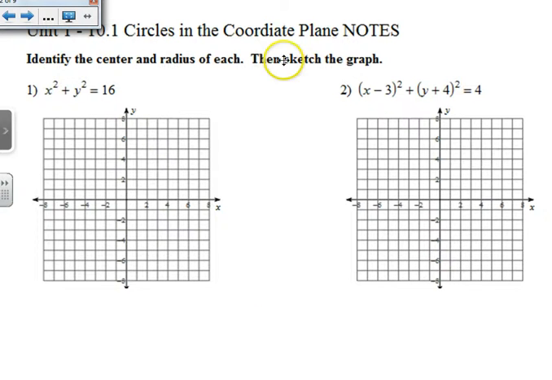So our lesson on circles in the coordinate plane, we're going to have to know a formula of how to find a circle in the coordinate plane. And I want you to write this down at the top of your notes.